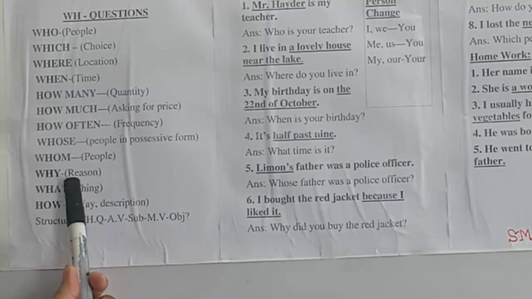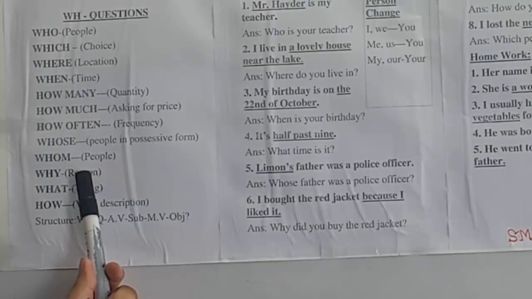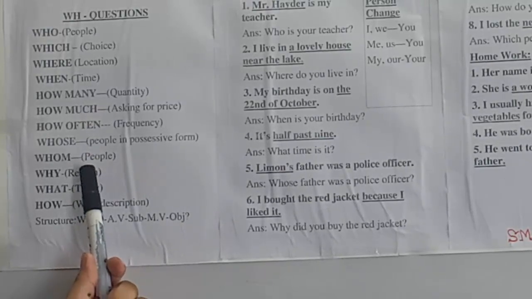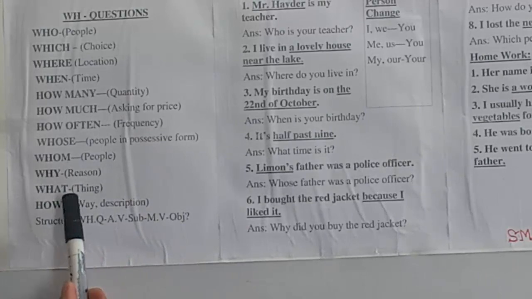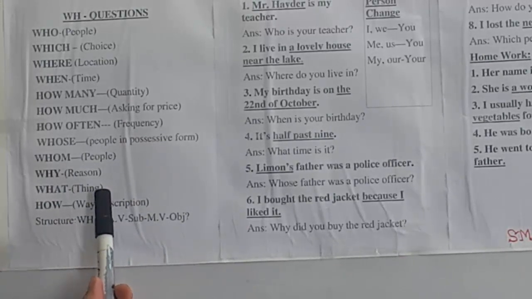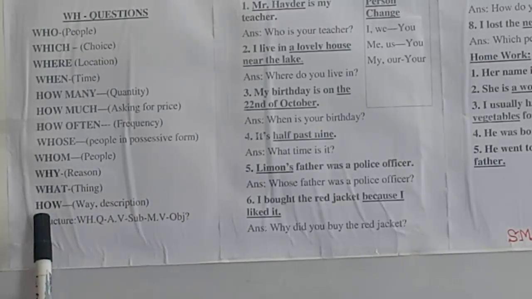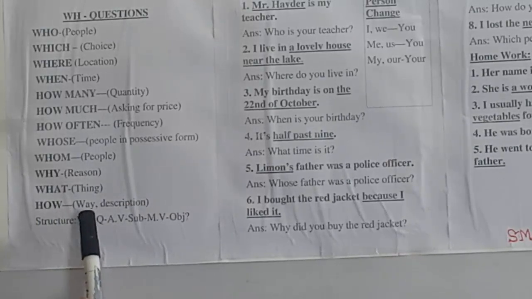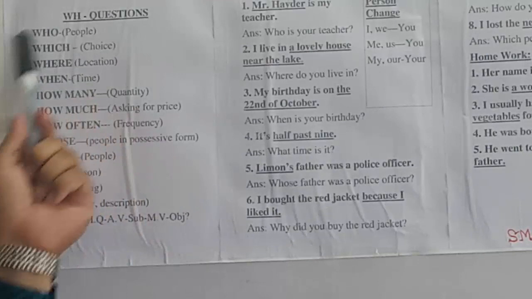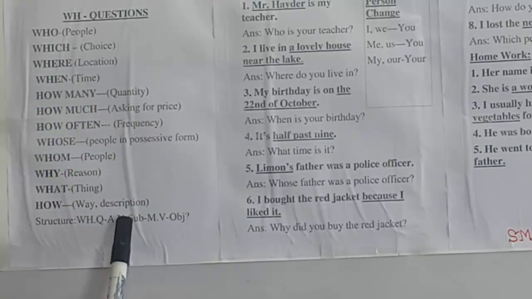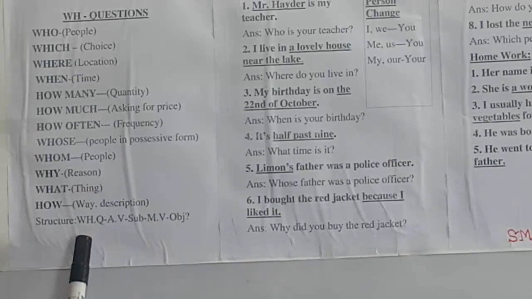Why, it's used only when you have to make a question to ask for the reason. Next one is what, it denotes an object or thing. Next one is how, it's used to indicate a way or any description. These are our WH words. Now, I will tell you about the structure of making a question using a WH word.